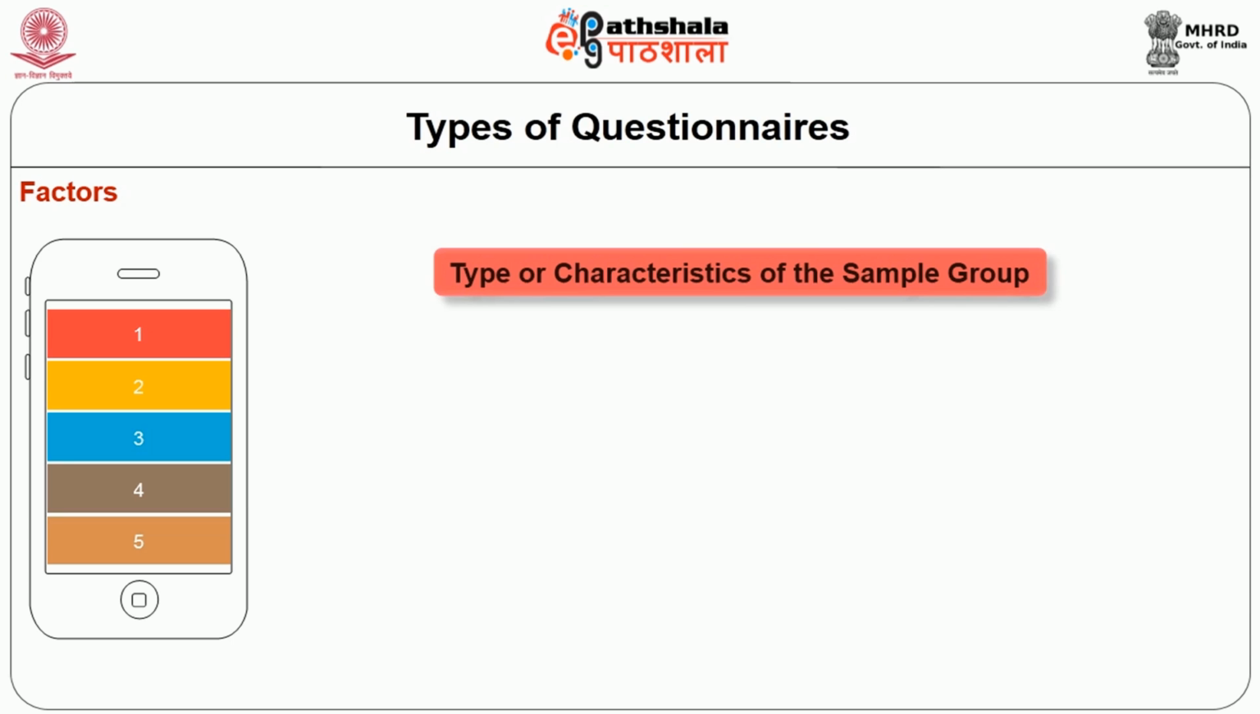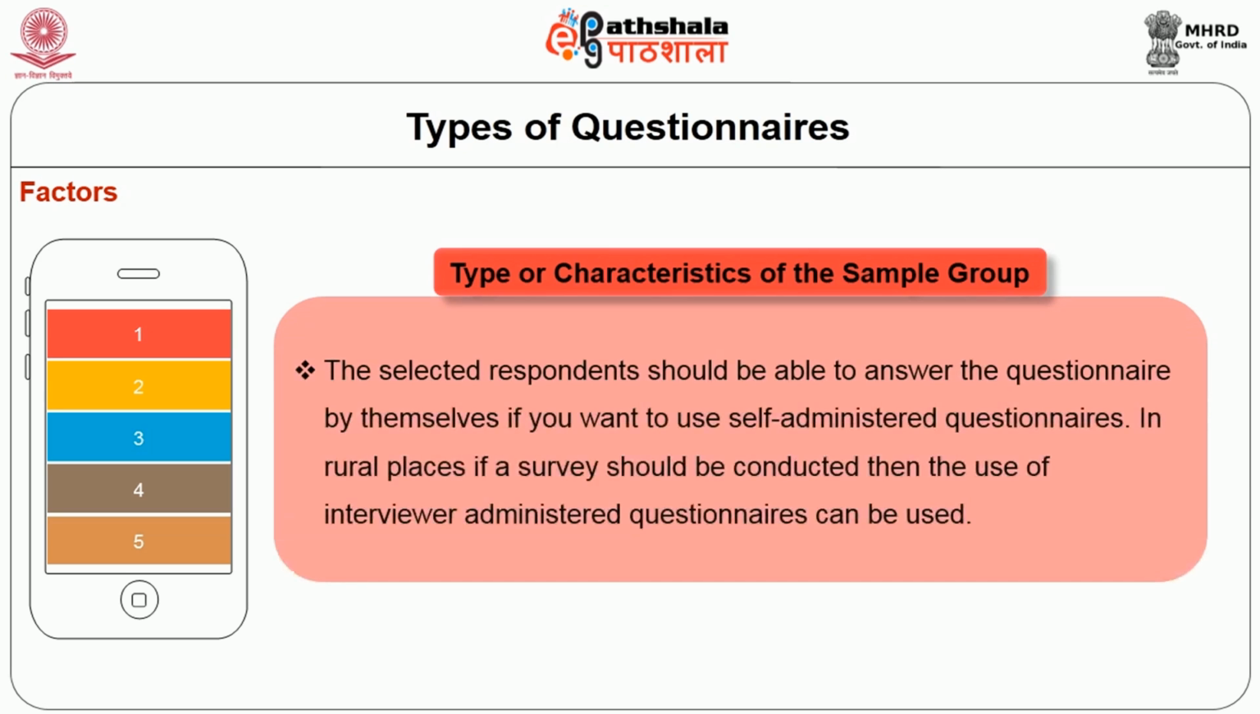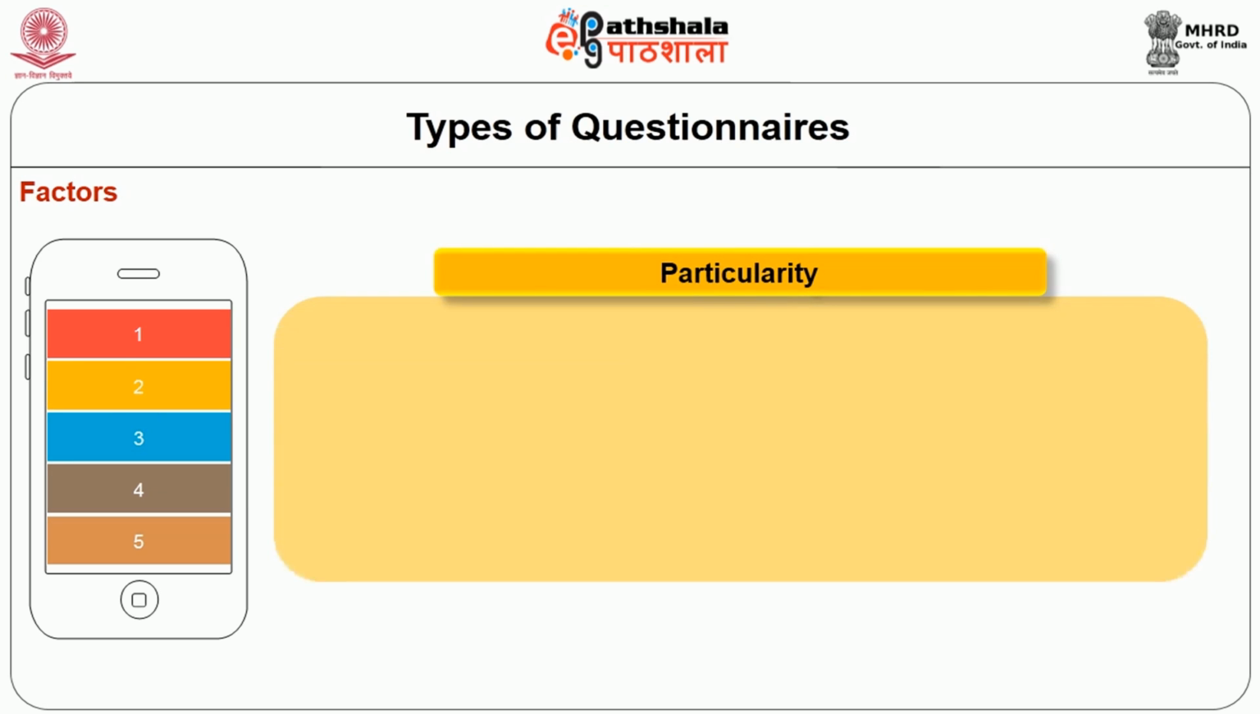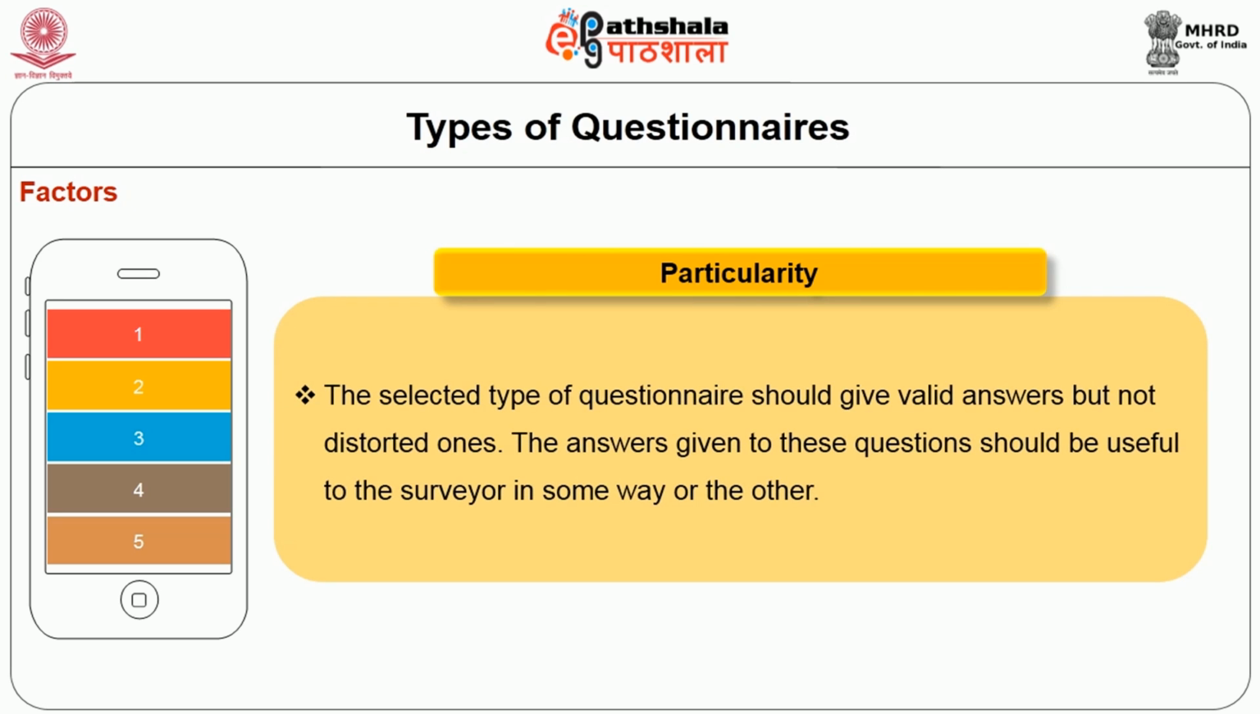Some of the factors include the type or characteristics of the sample group. That is, the selected respondent should be able to answer the questionnaire by themselves if you want to use a self-administered questionnaire. In rural places, if a survey is to be conducted, then an interviewer-administered questionnaire can be used. The second one is the particularity. The selected type of questionnaire should give valid answers, not distorted ones. The answers given to these questions should be useful to the surveyor in some way or other.